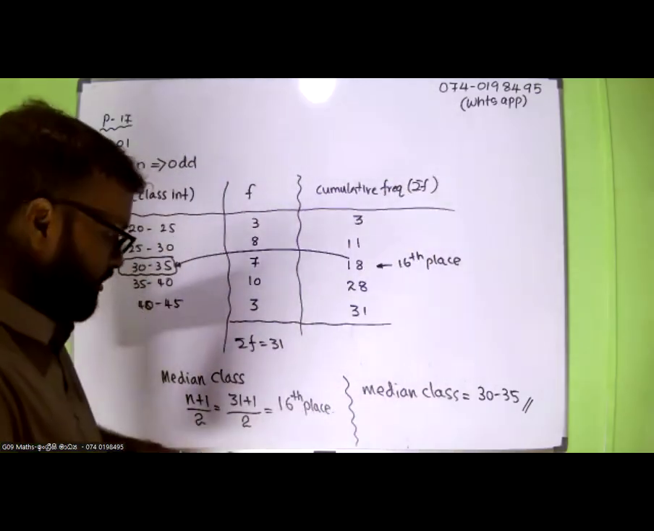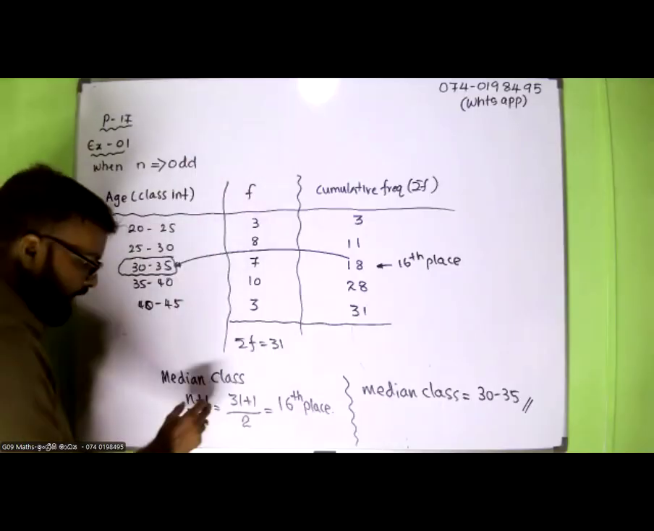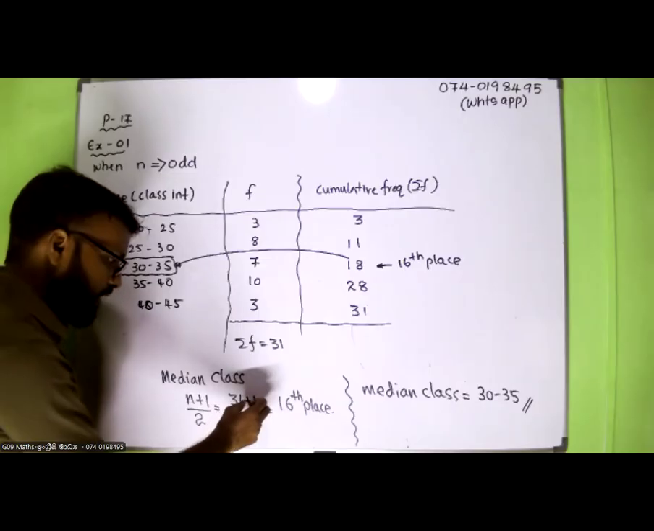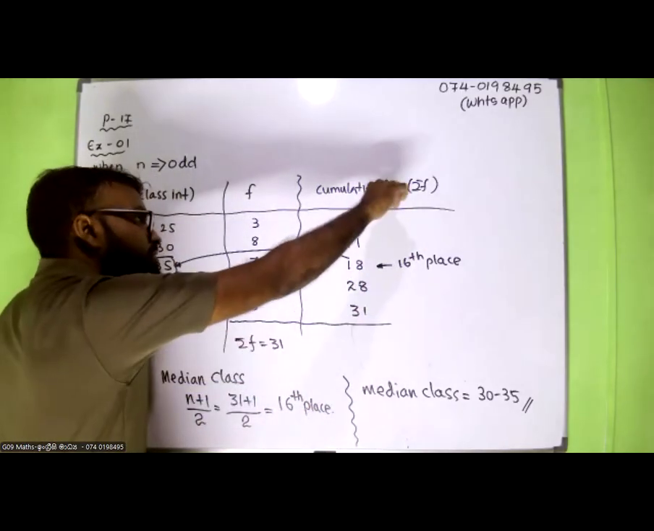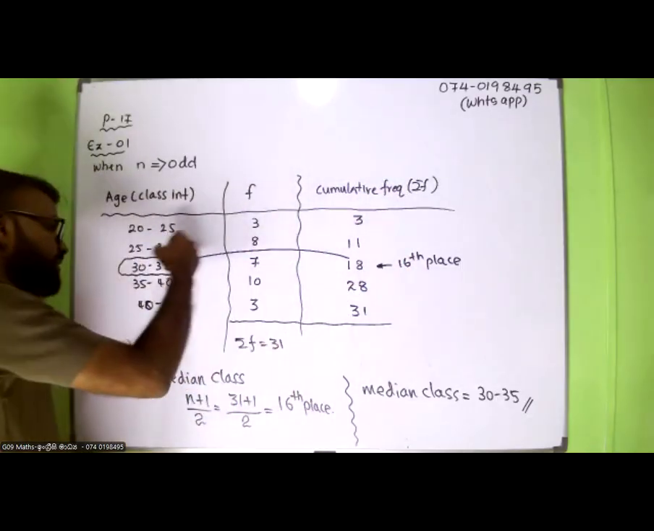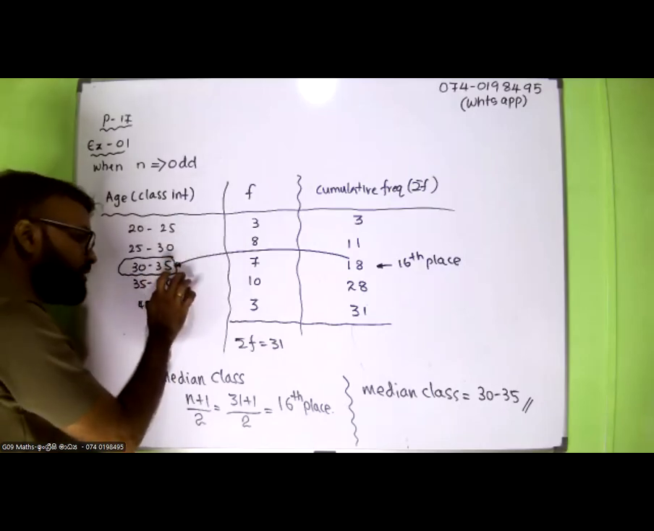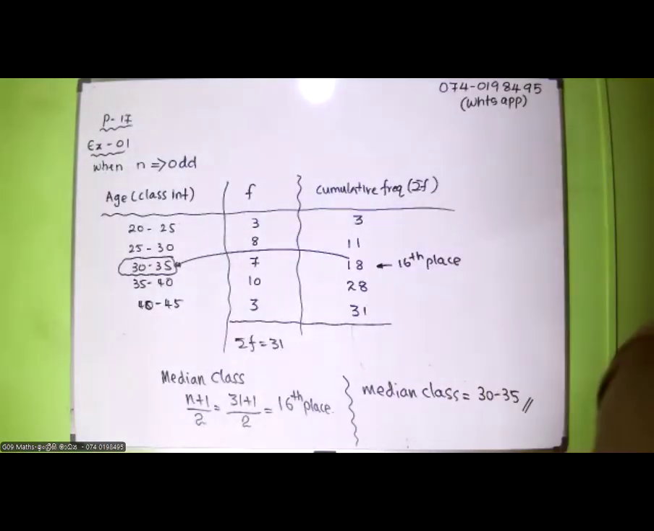And what is it? Number of data is what? N plus 1 divided by 2. 31 plus 1 divided by 2, 16th place. Find the 16th place from the cumulative frequency column and get the corresponding class interval for that. Then it is called the median class. Please write this clearly.